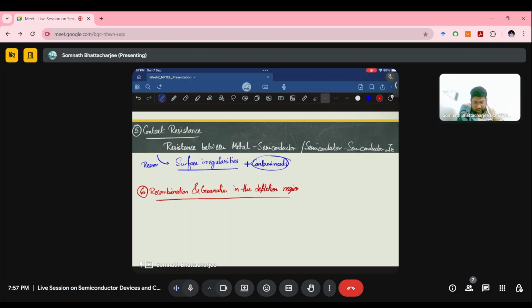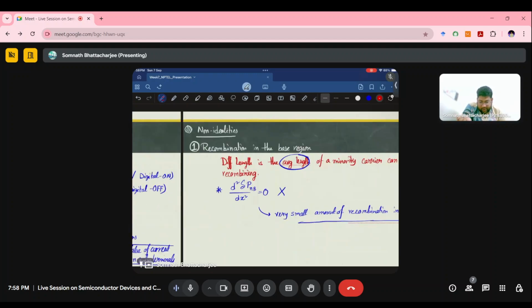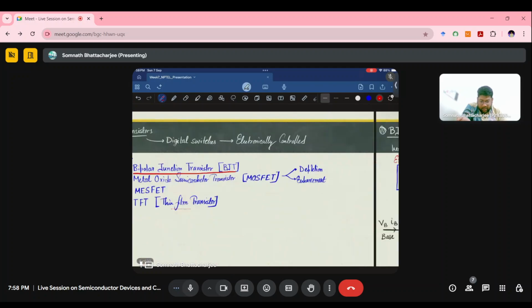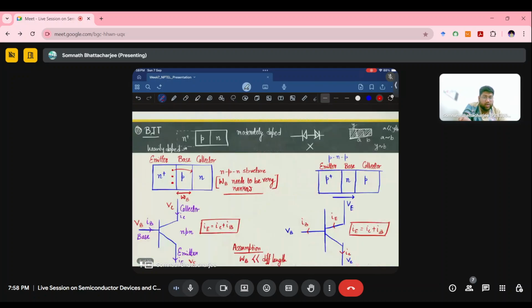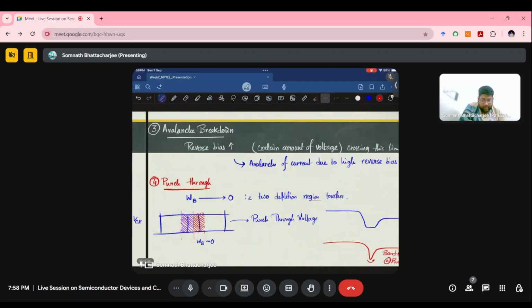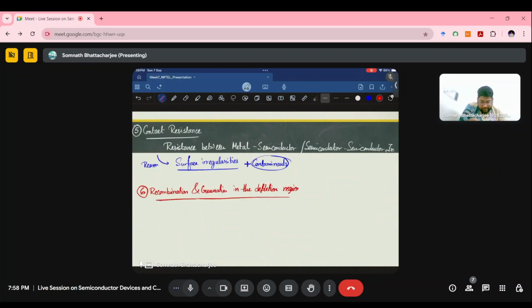So these were the topics we have learned through these three lectures. If anyone has any question, you can ask me, or we'll move towards problem solving. Are there any questions, or we'll move towards problem solving?